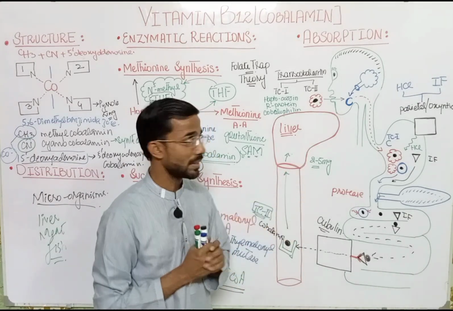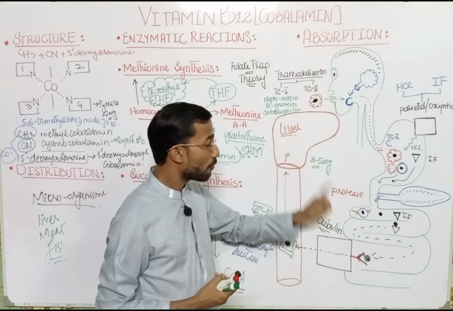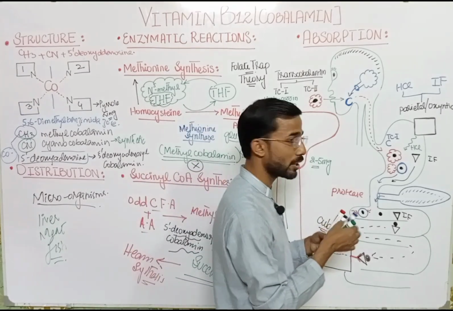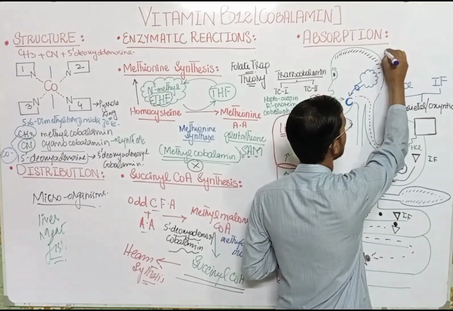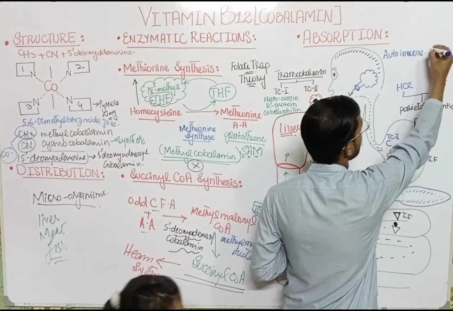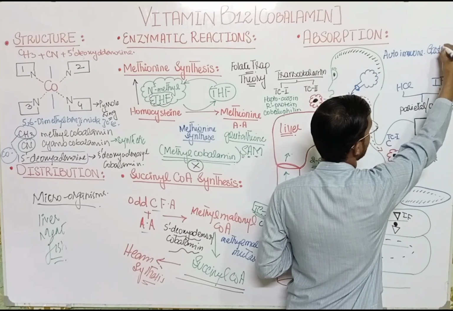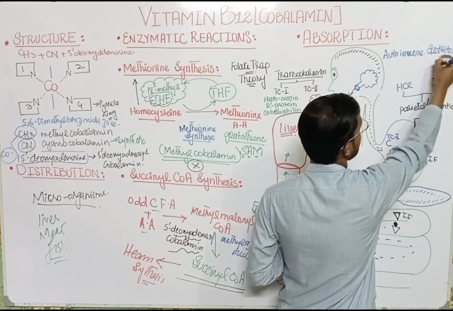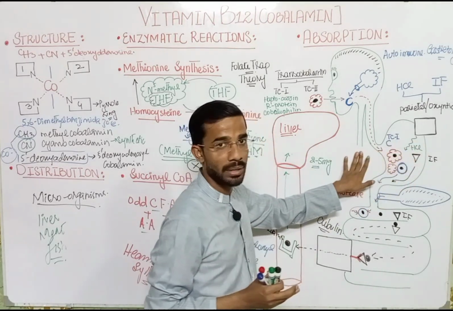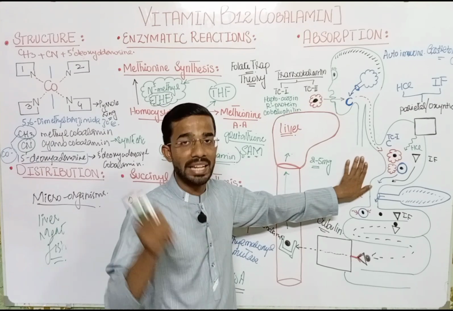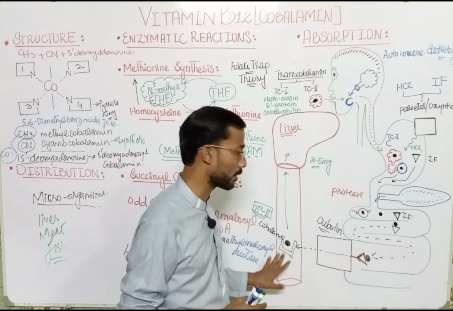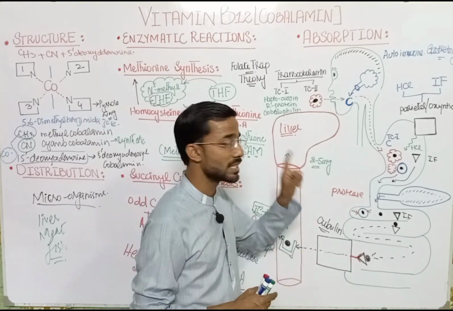Now see in what situation vitamin B12 or cobalamin will not be absorbed. There are two situations: autoimmune diseases and gastrectomy. In partial or complete gastrectomy, intrinsic factor will not be produced. And if there is no intrinsic factor, then the absorption of the cobalamin will not happen. So this is case 1.